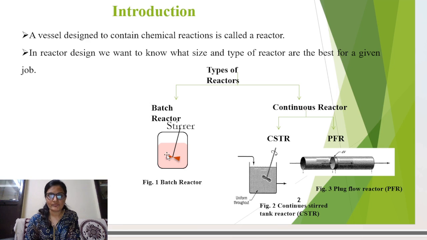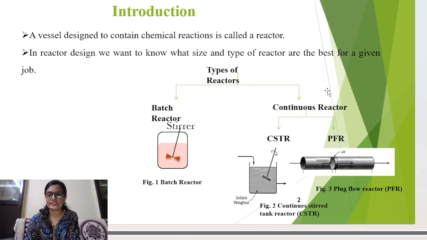In batch reactor, this figure 1 shows the batch reactor, in which we have a tank in which a stirrer is provided. Suppose we have a reaction where reactant A is going to convert into product P. What we do here is fill the reactant A inside this tank, and once the entire amount of reactant A is filled, we close the tank and leave it for a certain period, and after time T we take the product from this reactor. So in a batch reactor, during the reaction we cannot add anything inside the reactor and we cannot remove anything from the reactor. So this is about the batch reactor.